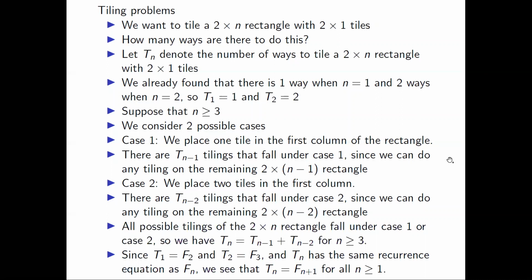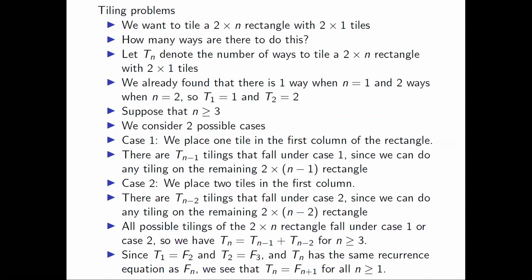So T sub 1 equals F sub 2, the second Fibonacci number, and T sub 2 equals F sub 3, the third Fibonacci number. We also can note that T sub n has the same recurrence equation as F sub n. So this tells us immediately that T sub n equals F sub n plus 1 for all n greater than or equal to 1.